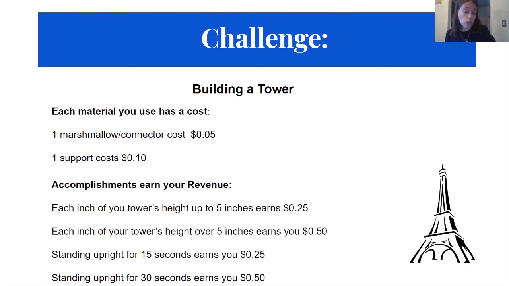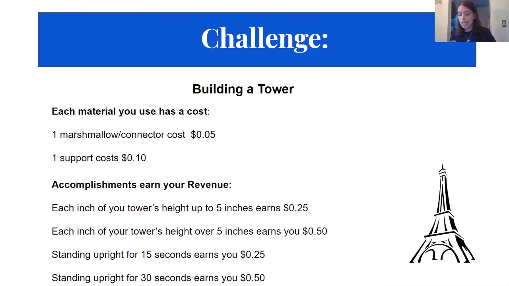So my supports cost me 10 cents. And I used a lot of supports in this. Like I said, if I had spent a little more time thinking it through, I probably could have done this with fewer supports. But I have 1, 2, 3, 4 on the top, 5, 6, 7, 8 in the middle, 9, 10, 11, 12 on the bottom. So I have 12 supports at 10 cents each. That's $1.20. Okay? So just the supports alone cost me $1.20.